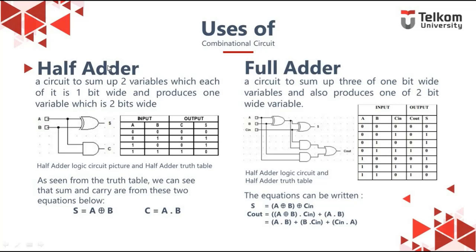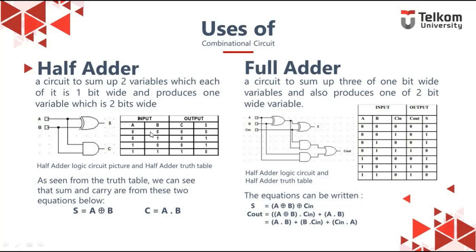And then we have half adder. Half adder is a circuit to sum up two variables which are each 1 bit wide and produce one variable which is 2 bits wide. So like the example, there are A and B for input and then carry and sum for output. We add these two inputs, so the output becomes the sum of the inputs.